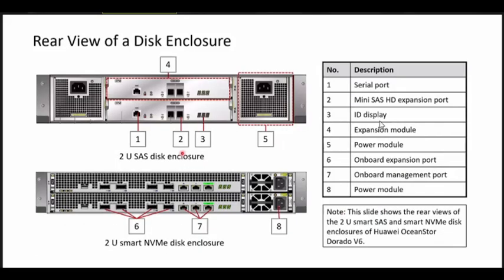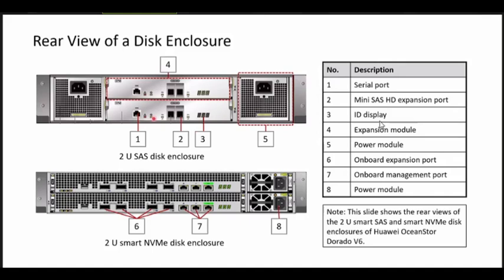Rear view of the disk enclosure, nothing much. You have your serial port, your mini SAS HD expansion for your expansion modules, your ID for your display, so your SCSI ID they call it, your expansion module, the whole thing, your power module, your onboard expansion port, your onboard management port, and of course, for the power module for the NVMe guys. So NVMe disk enclosure is different compared to SAS disk enclosures.